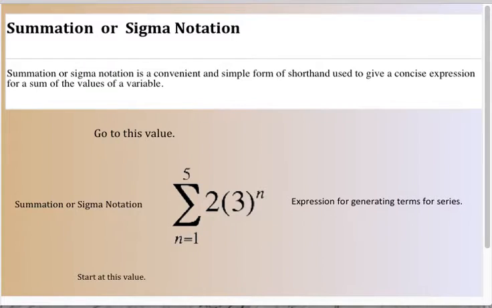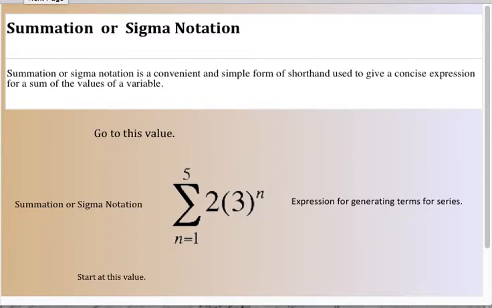We worked with this a little bit in arithmetic series, summation or sigma notation. Summation or sigma notation is a convenient and simple form of shorthand used to give concise expressions for the sum of the values of a variable. So this expression right here is just an easy way to write a series, a sum of a bunch of different terms. We just have to break it down. You guys will see this again in the future, so it's good that we're working with it now.